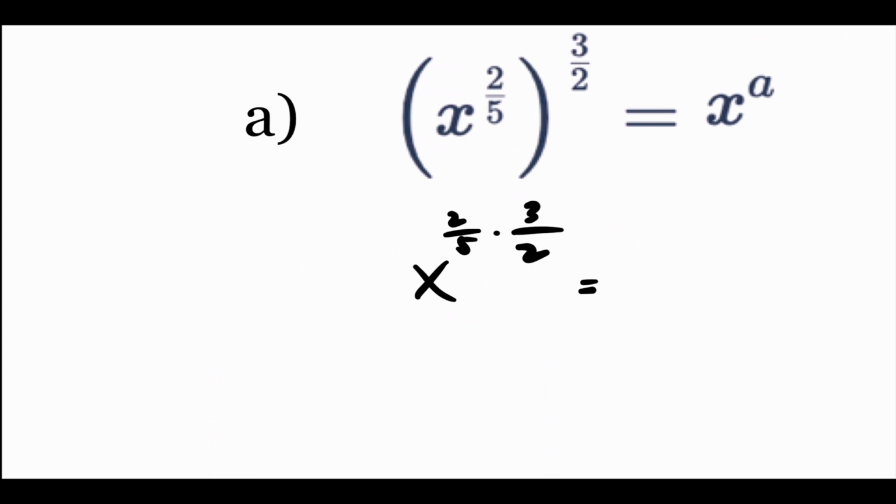Quick refresher. How do we multiply fractions? What are the rules for multiplying fractions? Do we need a common denominator? No. So go straight across. Yeah, not diagonal, straight across. Tops, 2 times 3 makes 6. Bottom, 5 times 2 makes 10. Reduce your fraction, 3/5.